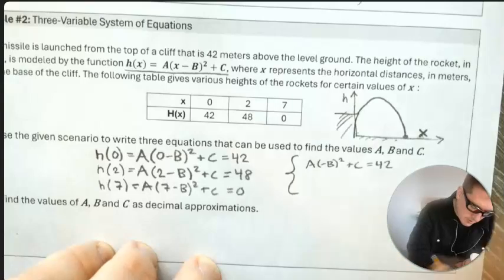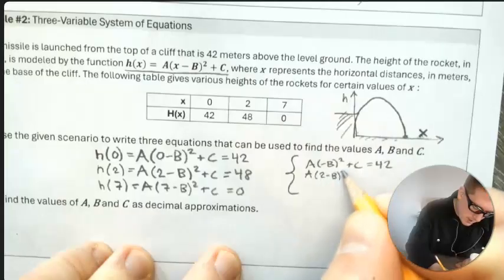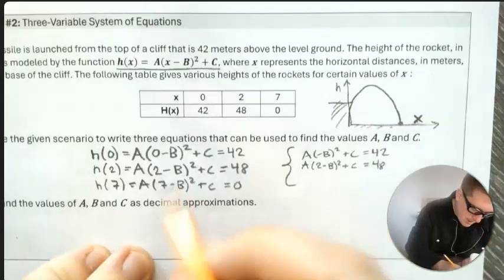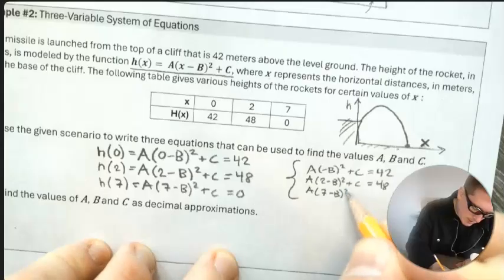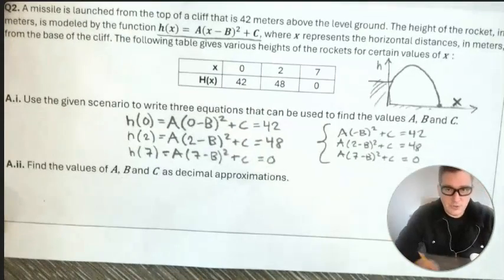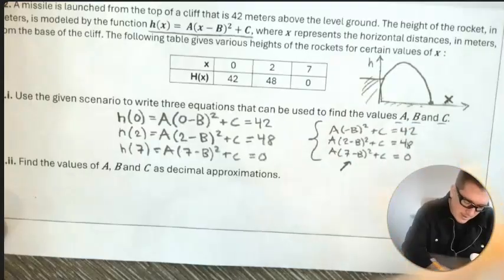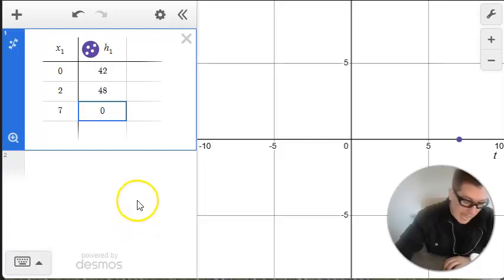That's our first equation. I have 3 unknowns, 1 equation down. I have a times 2 minus b squared plus c equals 48. And then I have a times 7 minus b squared plus c equals 0. Good news, I don't have to solve it. I just got to use a regression. Here I had my 3 unknowns, a, b, c, and 3 equations. So let's figure out what a, b, and c are.